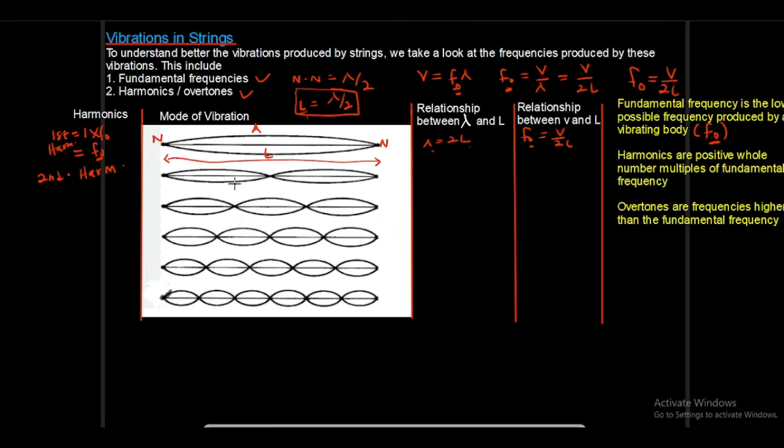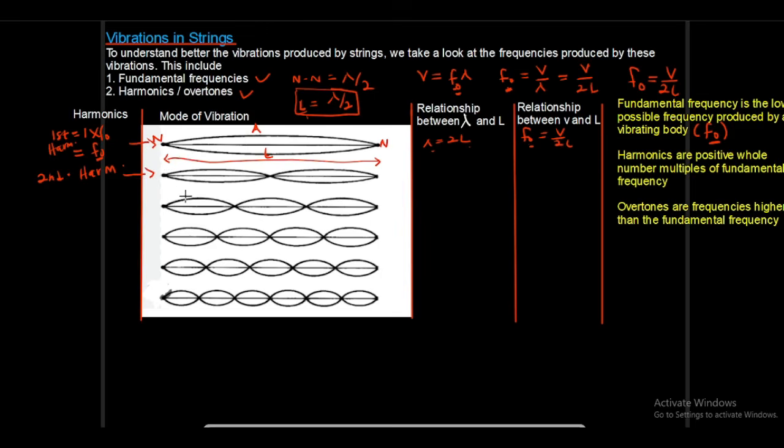So this is 1 loop, ending here. The second loop will continue from this node and end in another node. Do not forget, vibrations in strings usually start with a node and end with a node. So this is 1 loop and then this is 2 loops. So this is going to be for the second harmonic. This is for the first harmonic. So for the second harmonic, we consider 2 loops.